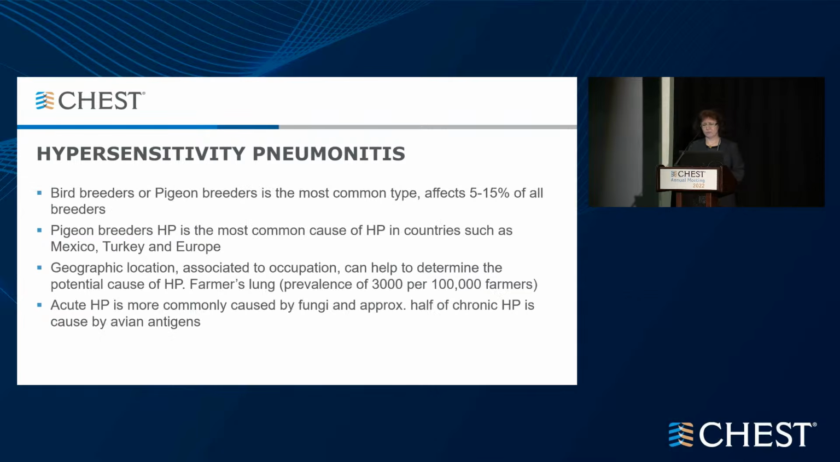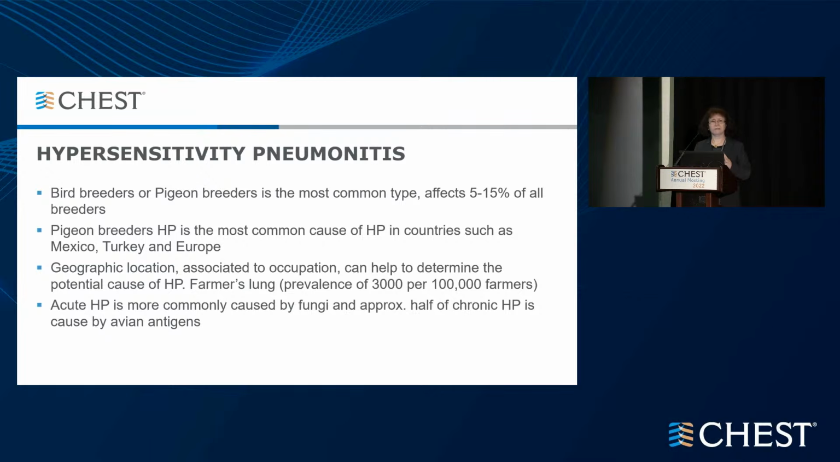And we will talk only about two of the most common ones. One is the pigeon breeder's lung. That is recognized in 5 to 15% of all breeders. It's relatively common in places like Mexico, Turkey, or Europe, where they have a lot of attachment to birds. And also in the United States, the numbers have increased after Iraqi immigrants, because they are also very attached to pigeons.